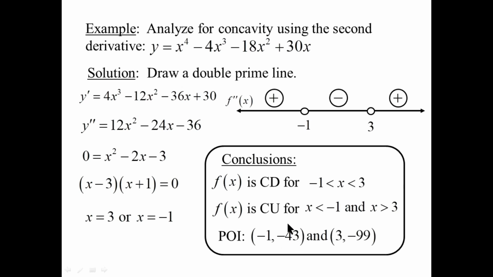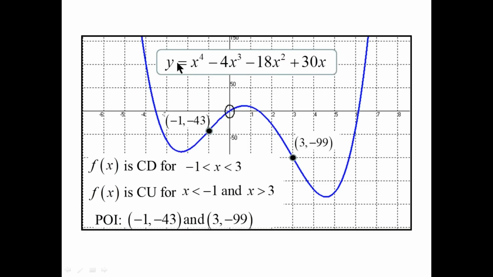Negative 1, negative 43, and this negative 43 came from subbing negative 1 into that place where y values come from. This says y, and so this is where we'll get a y value. Similarly here, subbing in 3 into this, I suggest you do it, and getting negative 99. So we've got our points of inflection. We've got our intervals of concavity. Carrying all of our conclusions forward to the graph, we get the software saying the graph looks like this.